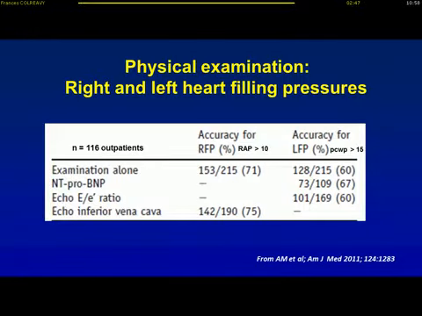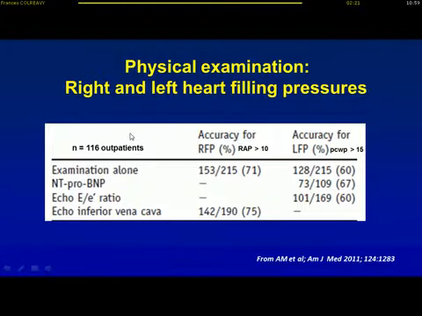Clinical examination, I think we all accept, is at best modest in estimating right and left-sided filling pressures. This study comes from the Mayo Clinic, from a group of faculty in cardiology and cardiology fellows, and they looked at 119 outpatients to their heart failure clinic, so nice, clean patients who should be easy to listen to and examine. And they compared their findings.